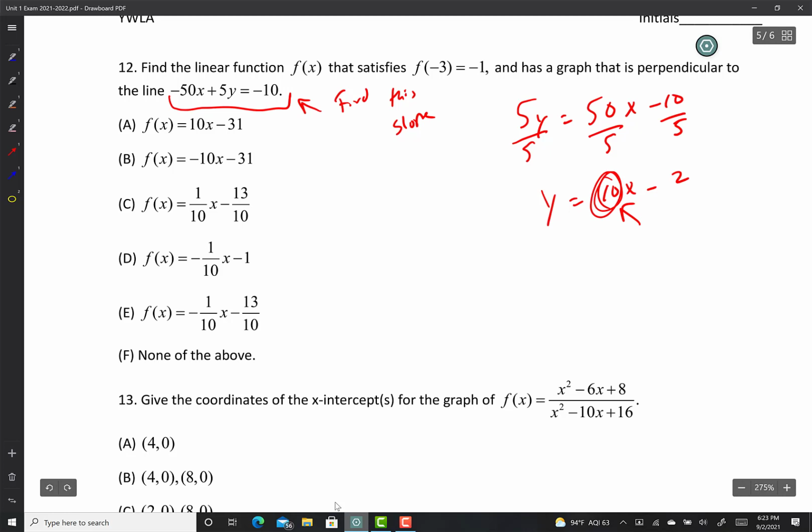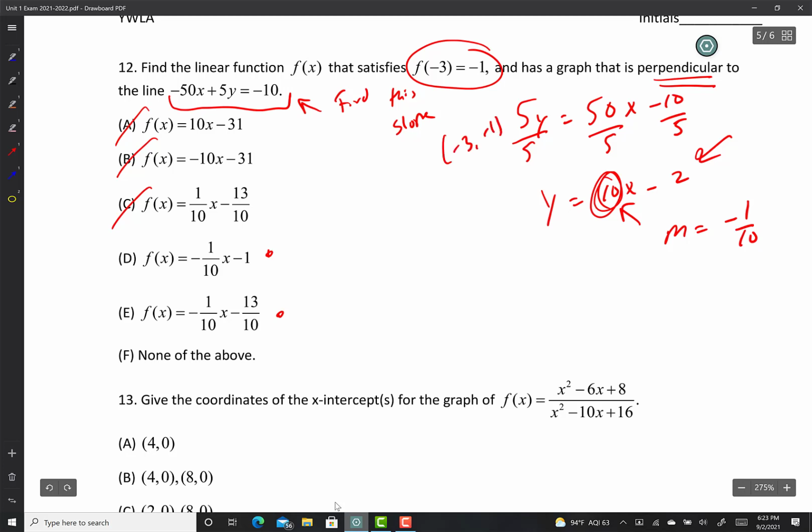If this is my slope and I want to be perpendicular to this specific line, my new slope must be the opposite reciprocal: -1/10. I need to go through this point, and that point is (-3, -1).